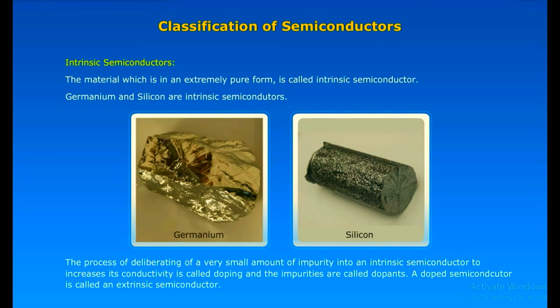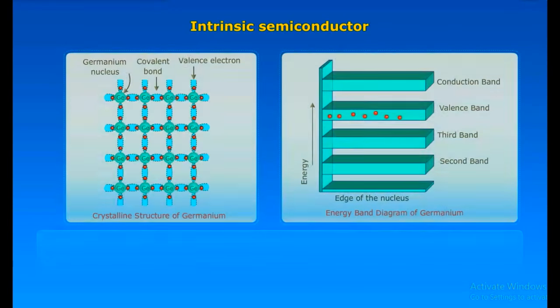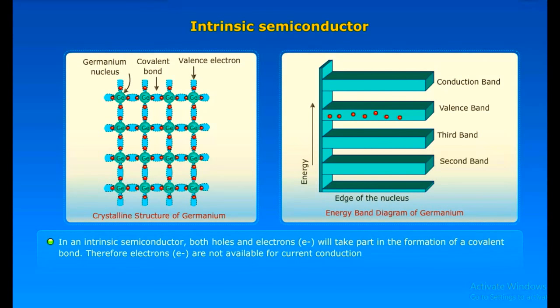The process of adding a very small amount of impurity into an intrinsic semiconductor to increase its conductivity is called doping, and the impurities are called dopants. A doped semiconductor is called an extrinsic semiconductor. Intrinsic semiconductor. In an intrinsic semiconductor, both holes and electrons take part in the formation of a covalent bond. Therefore, electrons are not available for current conduction.